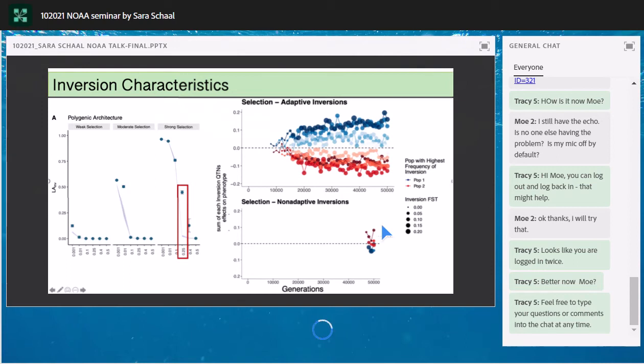But when you compare that to inversions that are non-adaptive, they're quite young. This is just for the inversions that made it to the end of the simulation, and you can see that they're only a couple, maybe 1,000 generations old, or a couple thousand generations old, and that's it. So they establish early and persist through the simulation.